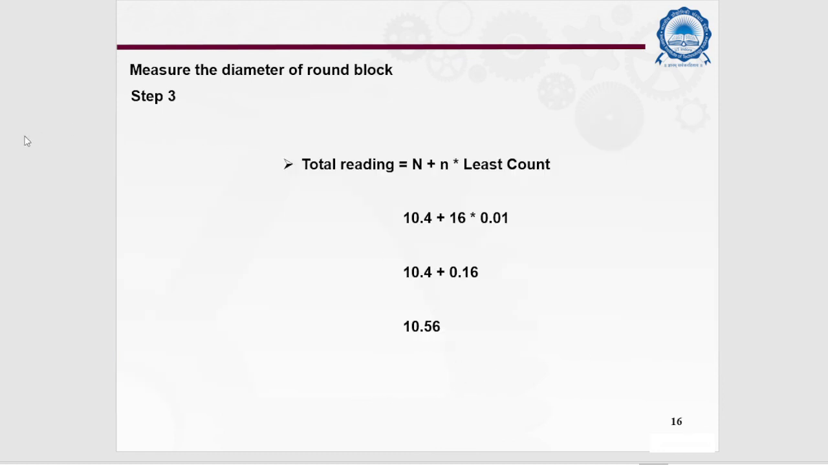So now in step three, the total reading is the main scale reading plus the vernier scale reading times the least count of 0.01 mm. The total reading is 10.56 mm.